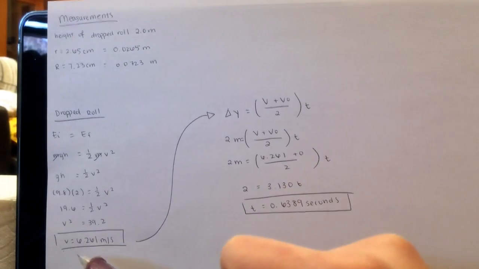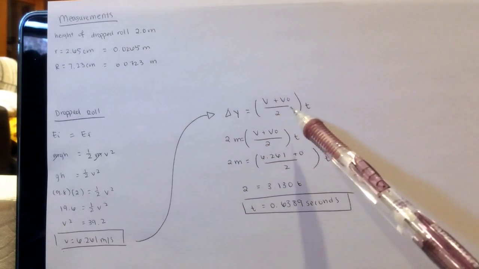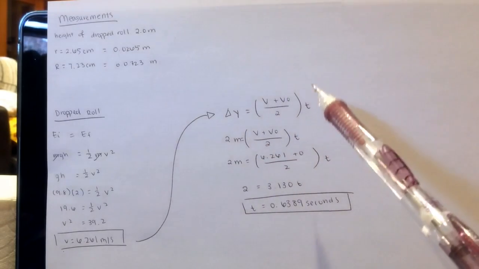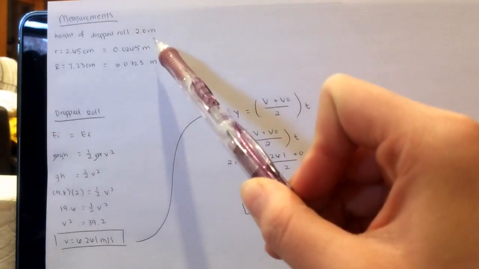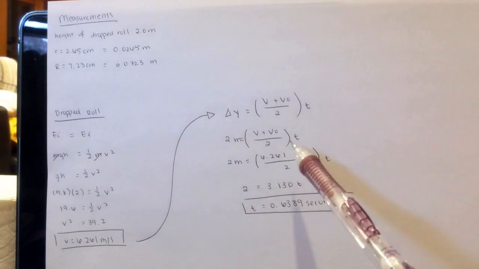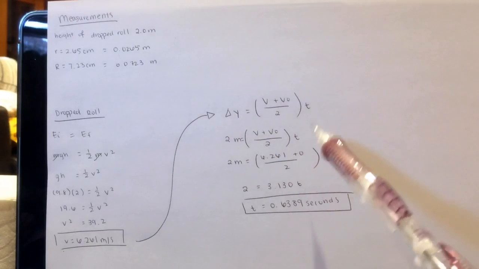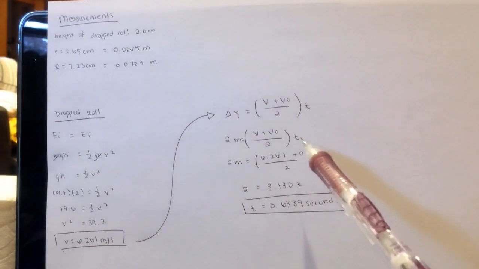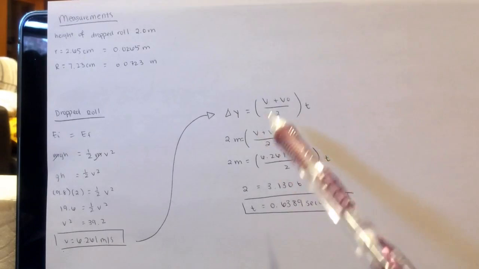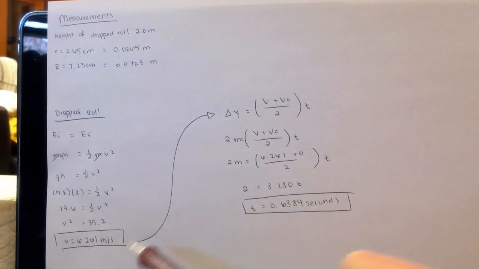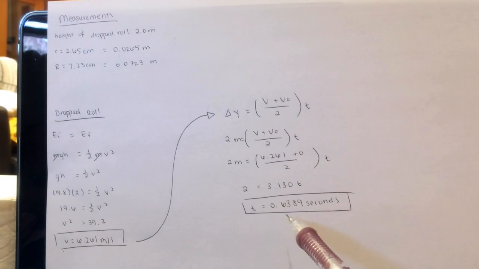After getting a velocity, we use the equation delta y is equal to (v plus v naught) divided by 2, all multiplied by t. So we know that delta y was equal to 2 meters, and we set the rest equal to the numbers that we got. We know that v naught is equal to 0 because we were just holding it in the air, and v final is what we calculated, divided by 2. So when we calculate t, we get t is equal to 0.6389 seconds.